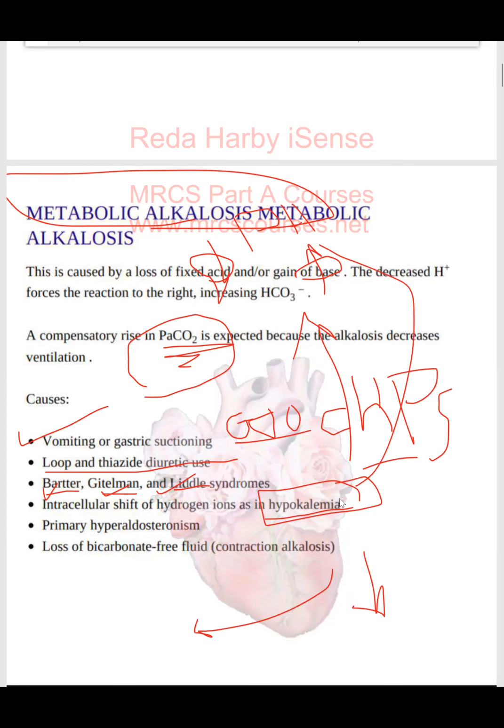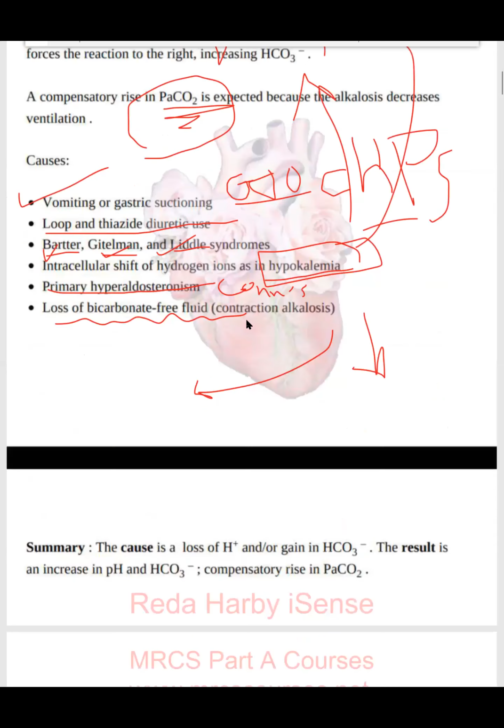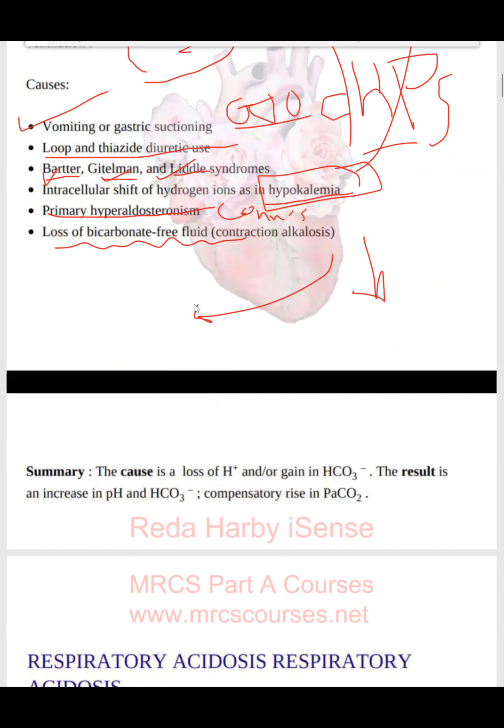So it is called hypokalemic metabolic alkalosis. Primary aldosteronism, which is called Conn's syndrome. Loss of bicarbonate-free fluid, and this is called contraction alkalosis. So the cause of this metabolic alkalosis, loss of H or gain of HCO3.